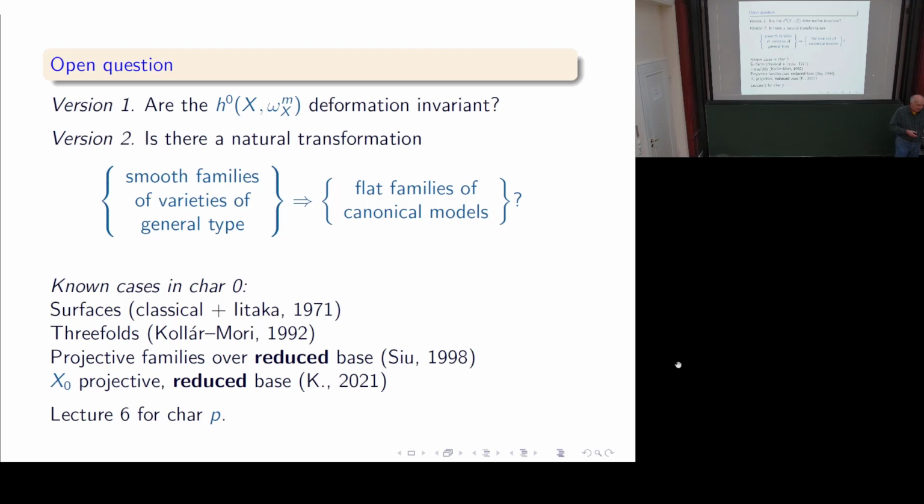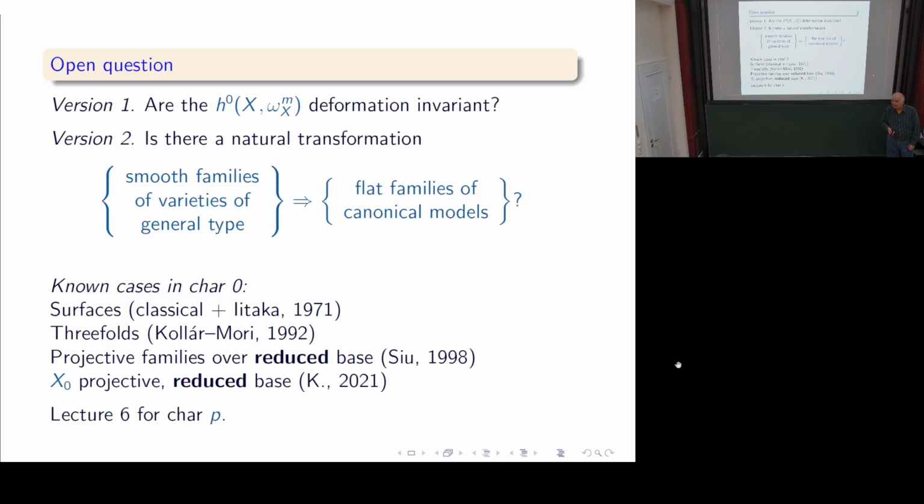Yes, but the two versions are not completely equivalent. And the second one is the strong one, where you would like the canonical model to be an actual functor on families of smooth varieties. And we do not have it in dimension starting. So wait, is this the obstruction to understanding the infinitesimal structure of the moduli space?